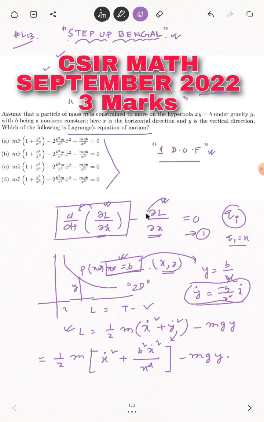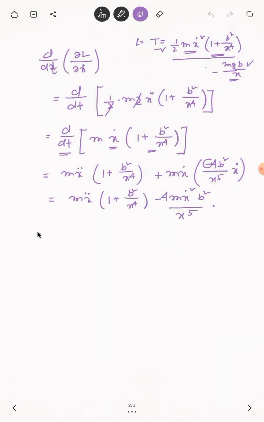Now the portion that remains is del L by del x. So the next work will be del L by del x, and that is equal to, see here, this quantity will remain fixed because the x term is only in this portion, b square by x cube type. So ultimately we should have half into m into x dot square, and within the bracket again the derivative of 1 by x to the power 4 will be minus 4b square by x to the power 5.